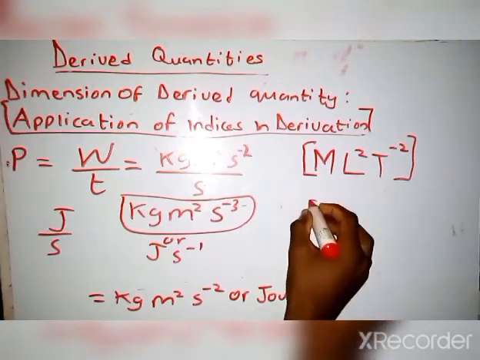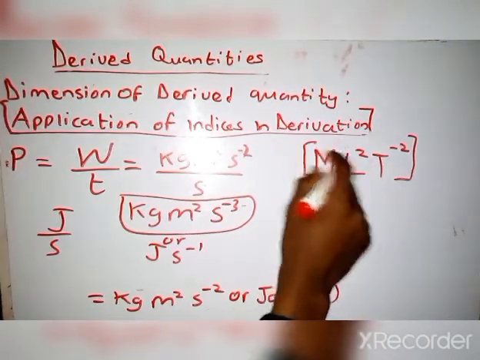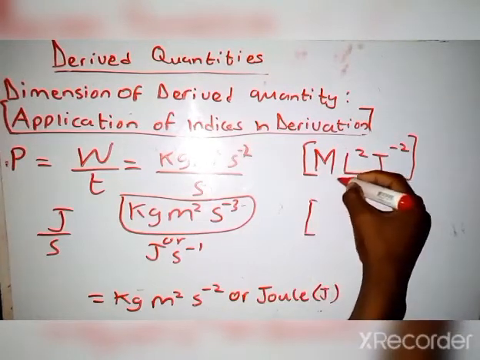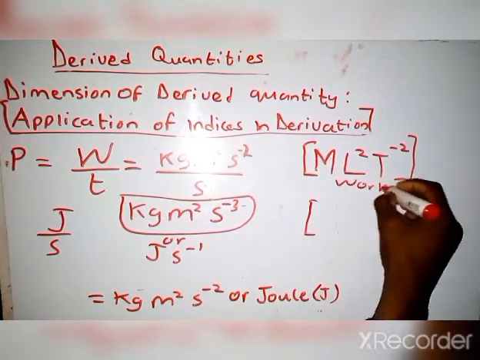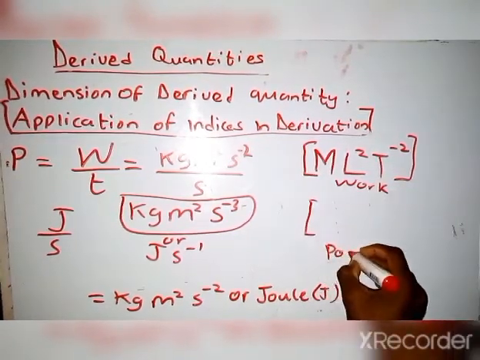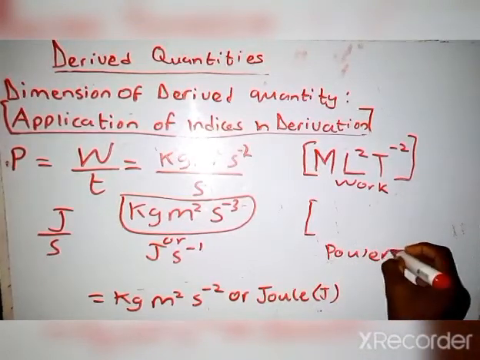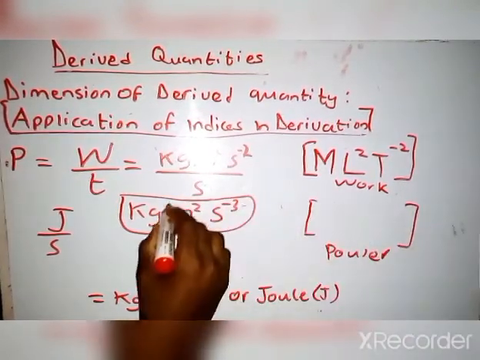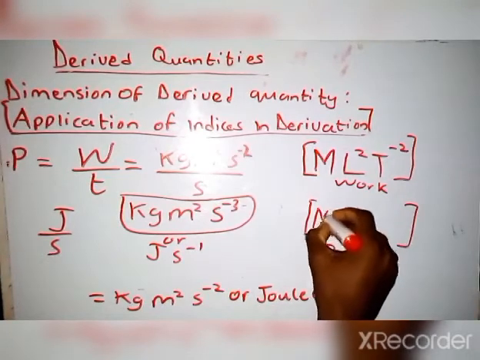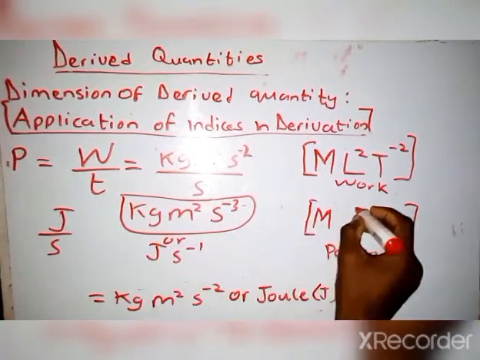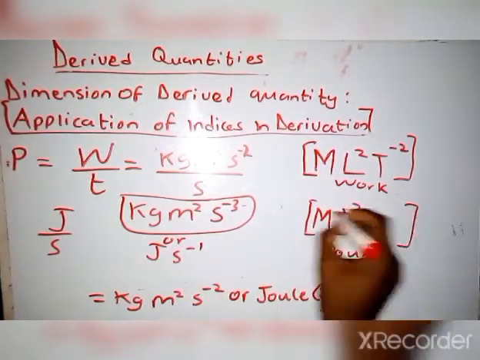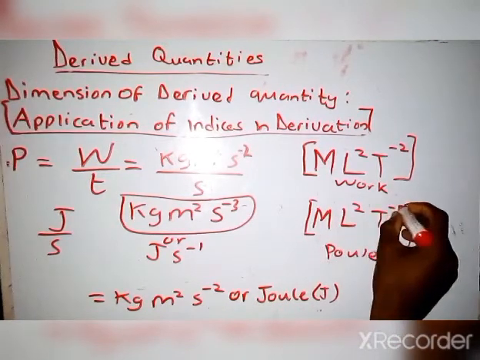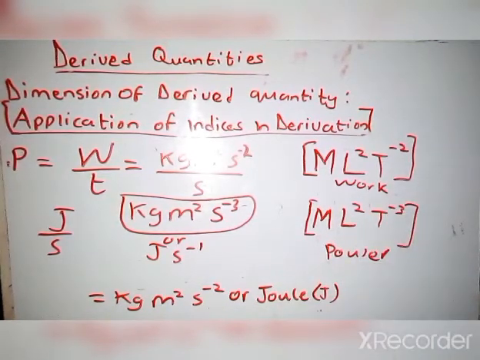So the dimension of power, this is the dimension of work. The dimension of power will now be equal to M, L square, T raised to minus 3. So this is the dimension for power.